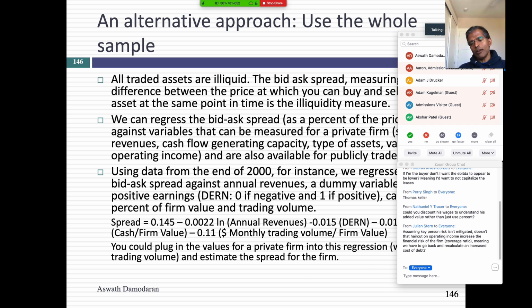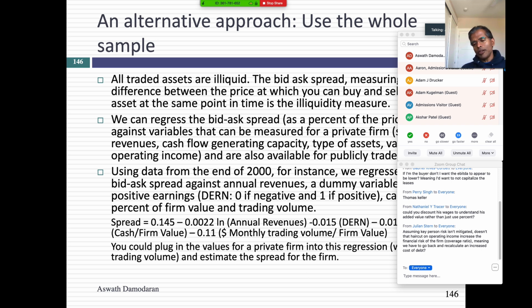Remember I said every investment is illiquid. It's a continuum. There are no truly liquid investments. Even buying shares in Apple, you're not completely liquid because there is that bid-ask spread, which might be tiny, but it's still there. All I'm saying is with publicly traded stocks, you have an observable measure of illiquidity. It's called the bid-ask spread.